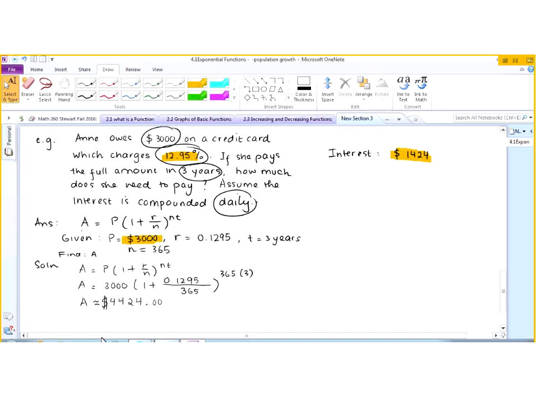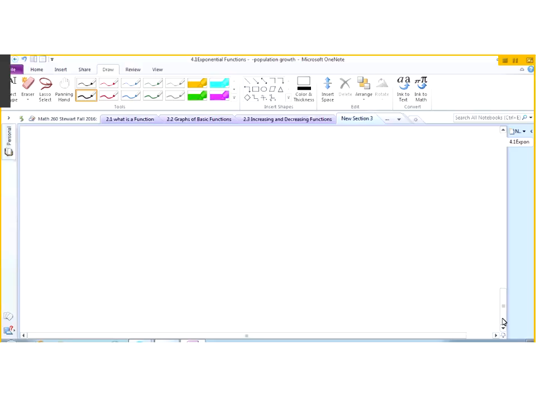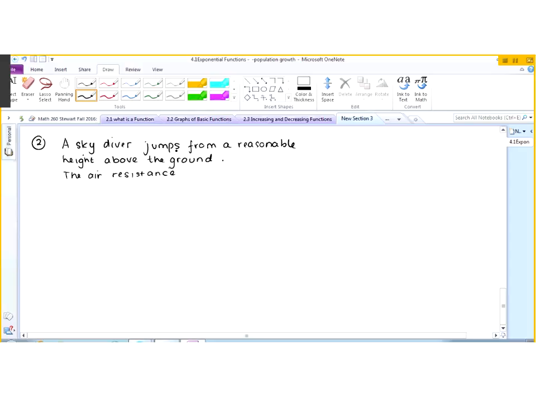So, but it's not related to interest. Let me see. This is easier because the formula is given. So later on we will discuss more formulas. So number 2. A skydiver jumps from a reasonable height above the ground. The air resistance she experiences is proportional to her velocity.